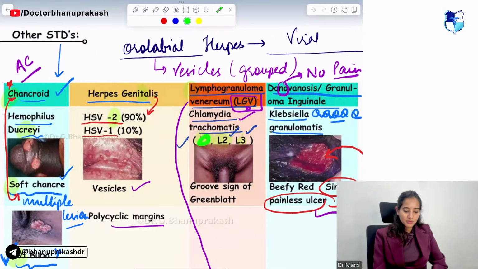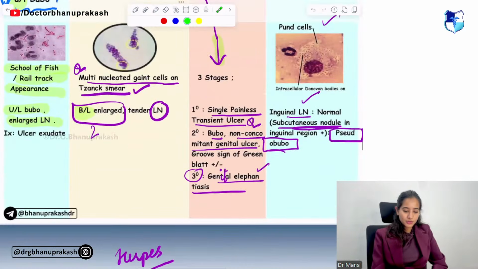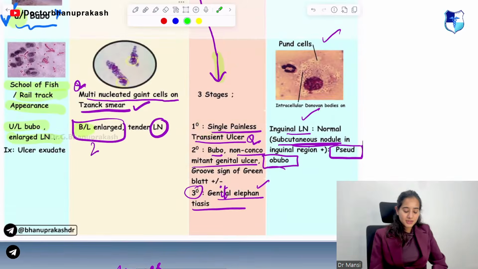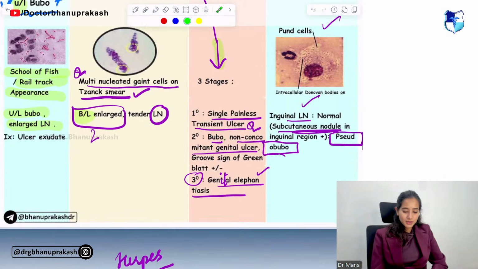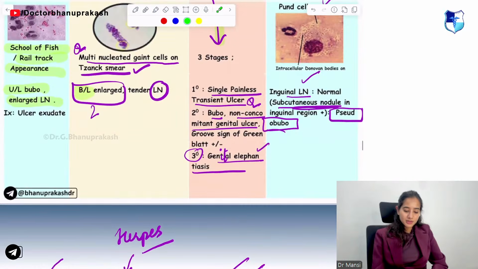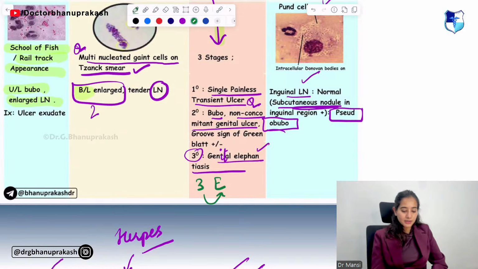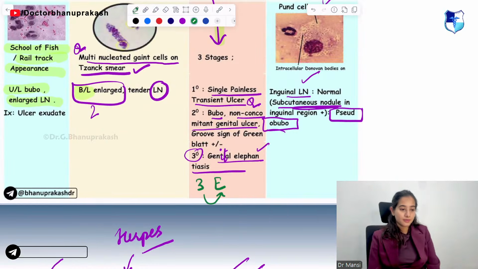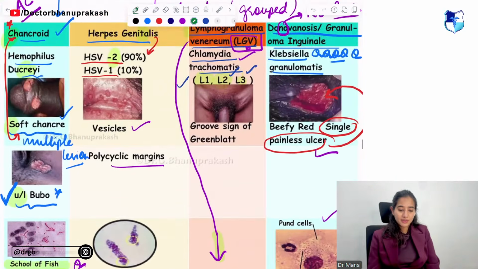And LGV, with this G, you remember a C, you can make a C out of a G. So chlamydia trachomatis, L1, L2, and L3. And this is primary stage, you can have a single painless transient ulcer, and in secondary you have a bubo, which is not concomitant with the genital ulcer, and tertiary you have C. So 3, you can just do it like this, and elephantiasis will be in the tertiary. All good. And then the beefy red is for donovanosis. So beef, you can have it for dinner, donovanosis.